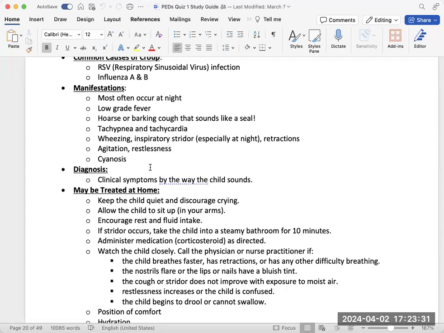They could be agitated and restless and have cyanosis, which makes sense because, once again, the airway is really inflamed, so there may not be as much air getting to the alveoli as there should be. There should be more air going to the alveoli, but it's not because there's so much obstruction. So their cells are not getting the oxygen they need, they undergo hypoxemia, and that makes the skin cyanotic as a result.